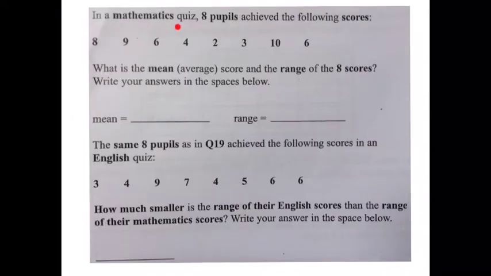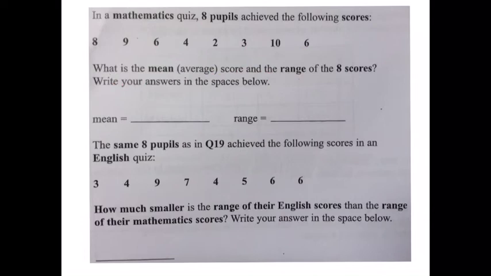In a mathematics quiz, 8 pupils achieved the following scores: 8, 9, 6, 4, 2, 3, 10 and 6. What is the mean, the average score, and the range of the 8 scores? So let's work out the mean first.